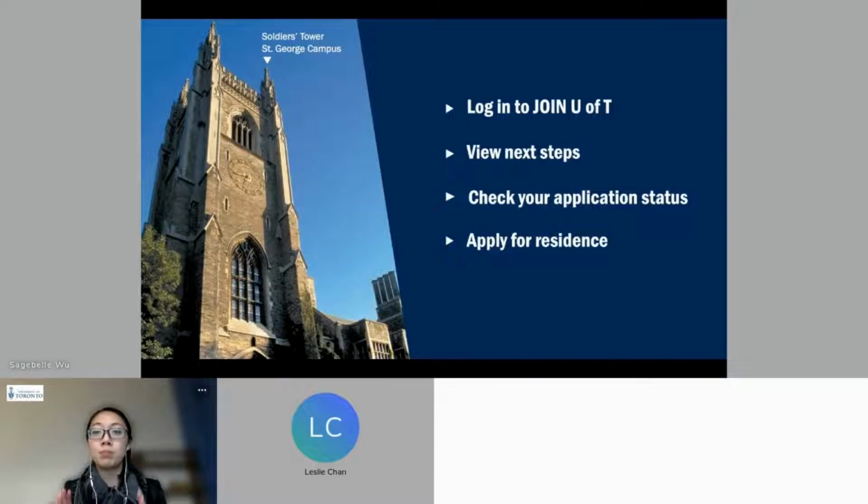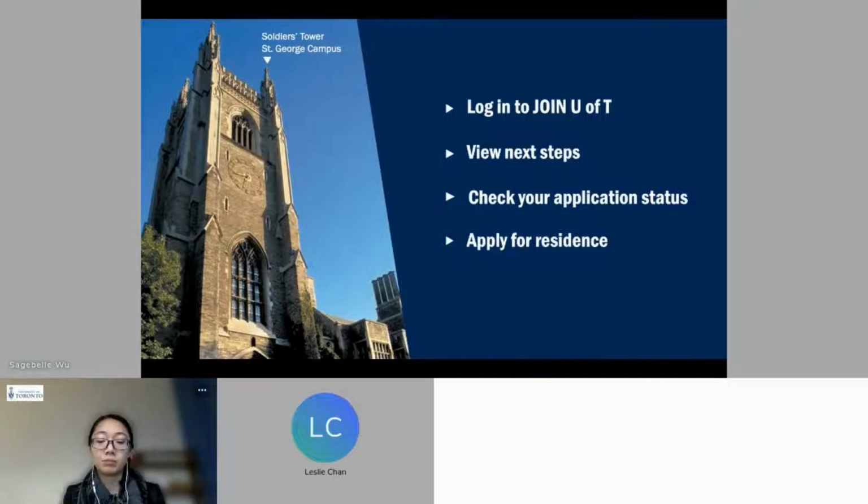So it is very important that the student logs into their Join U of T platform often, views their next steps, and sees if there are any updates, or any additional information or documentation that the university needs from them. And they can also see what the status of their application is, if it's under process, under review, and so on and so forth. It's also on this platform that the student will be able to apply for residence. So if any of your students are interested in living in residence, encourage them to fill that out as soon as possible.